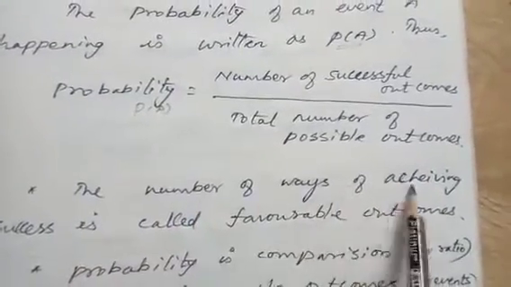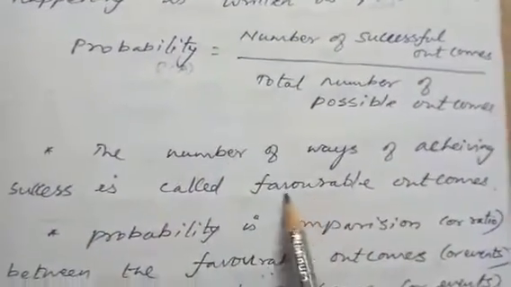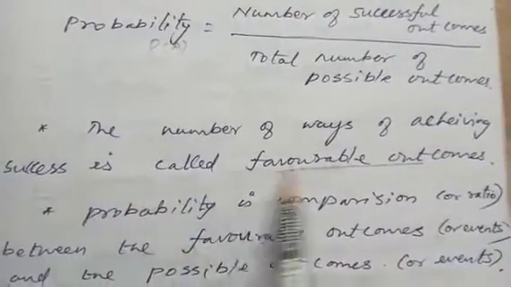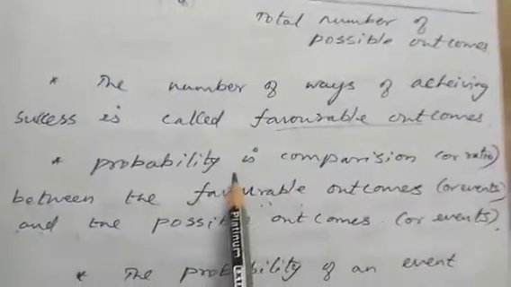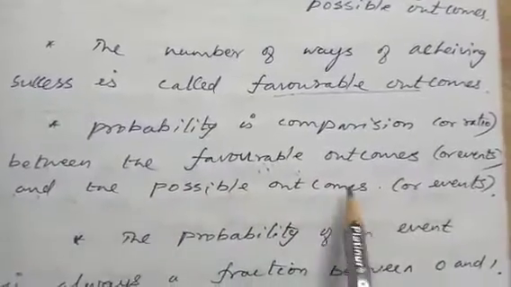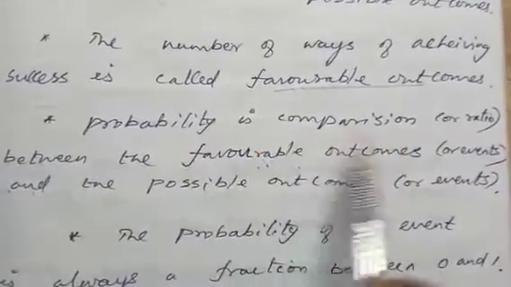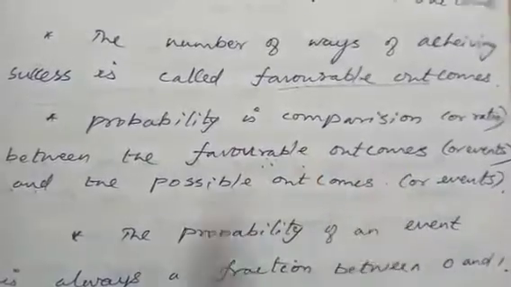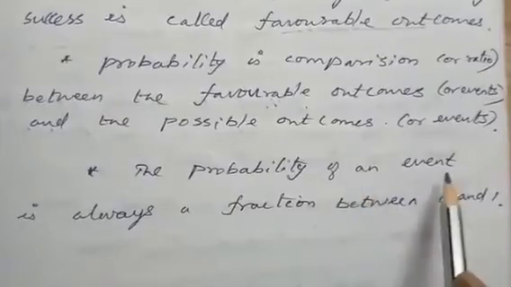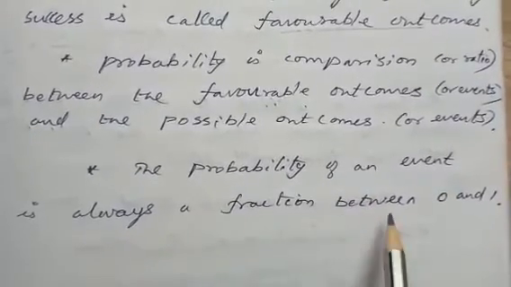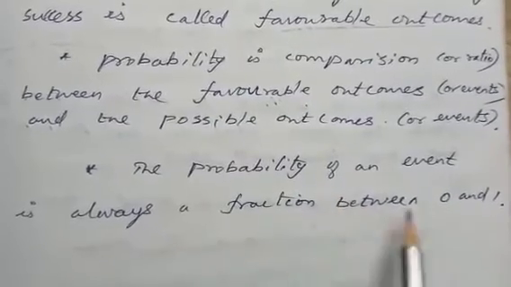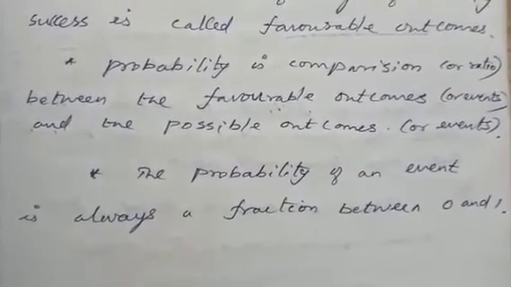The number of ways of achieving success is called favorable outcomes. Probability is a comparison between the favorable outcomes and the possible outcomes. The probability of an event is always a fraction between 0 and 1.